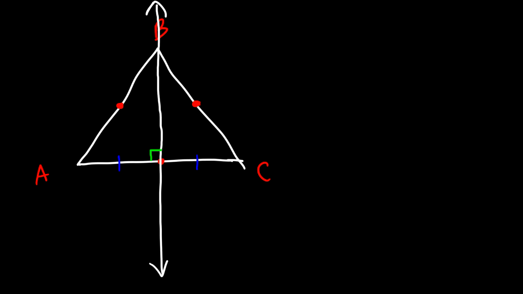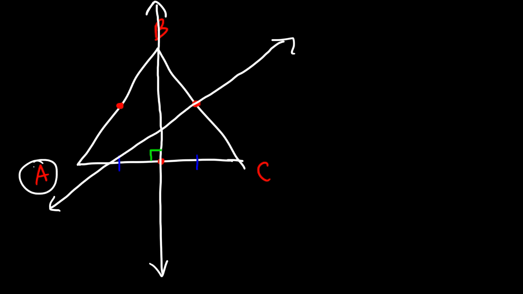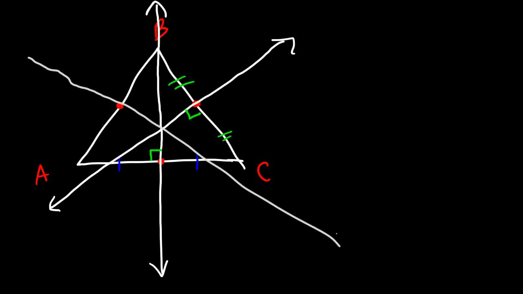Now to draw the perpendicular bisector of BC, we need to draw a line perpendicular to it. The line doesn't have to pass through the vertex. So these two sides are congruent, and this forms a right angle. And now for the third side, it has to be like this. I don't have a ruler, so my lines are not perfectly straight. I'm basically eyeballing it. So this is another right angle. As you can see, they intersect at a common point. So that point of intersection is known as the circumcenter.